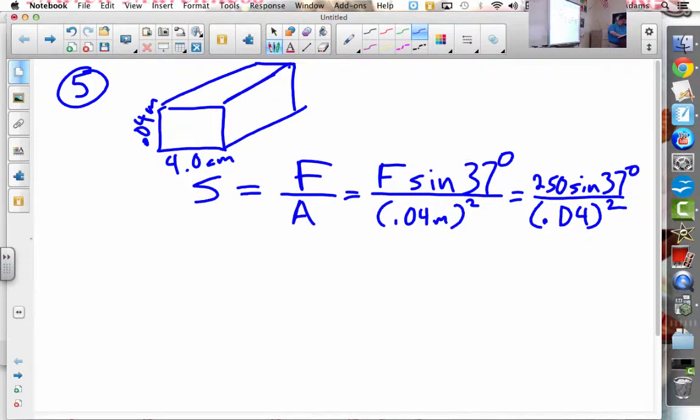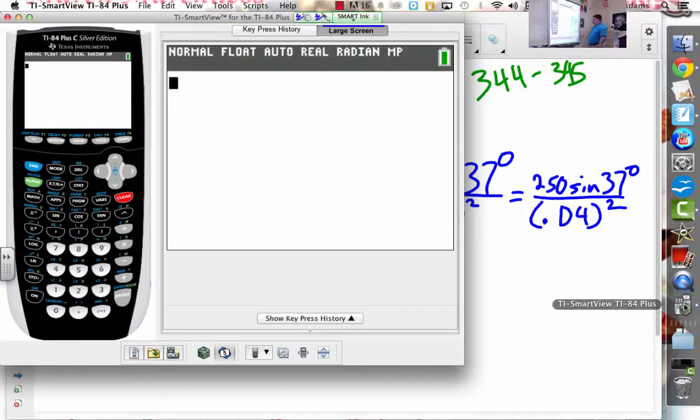And you can find that equation in your notes, but it's also in your textbook on pages 344 and 345 under stress and strain. In fact, it's the very first equation on page 344. So all these equations are on 344 and 345. Okay? Now that was part 1. So to get the answer for that, we just plug that in our calculator.